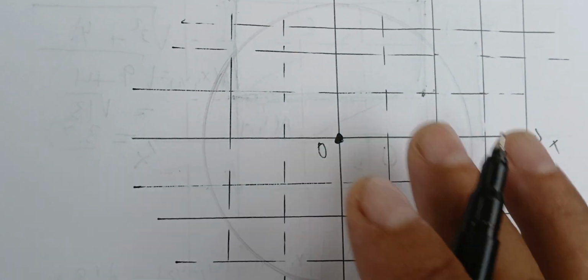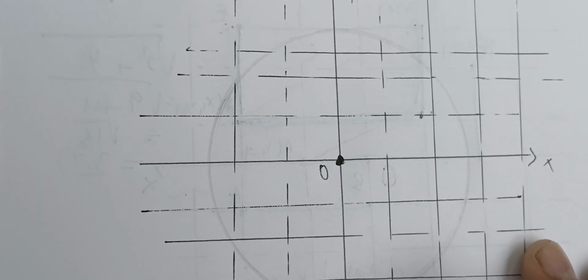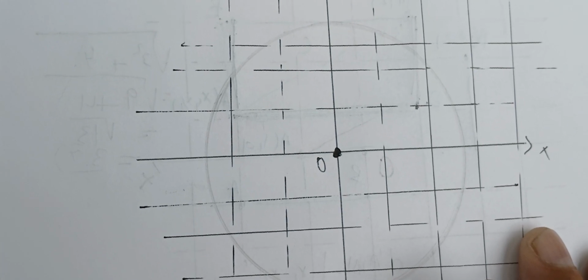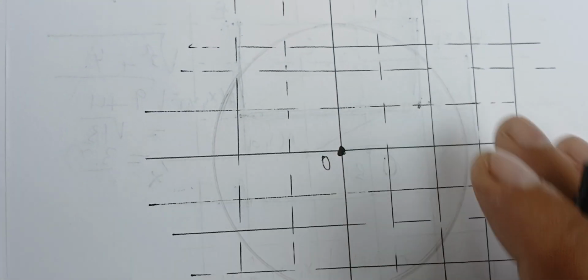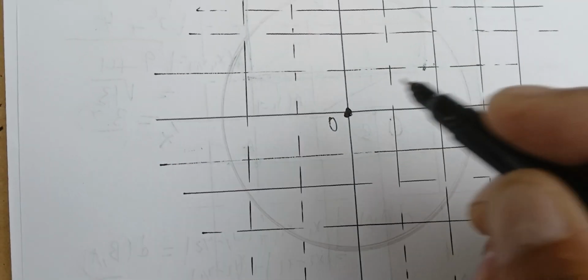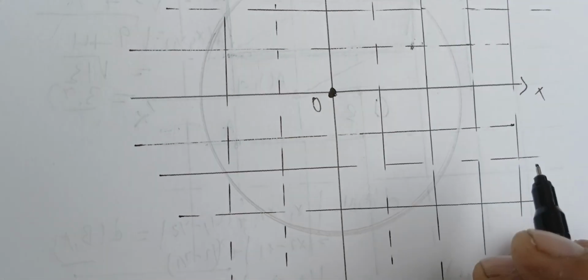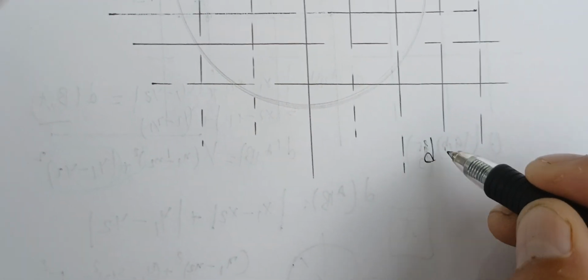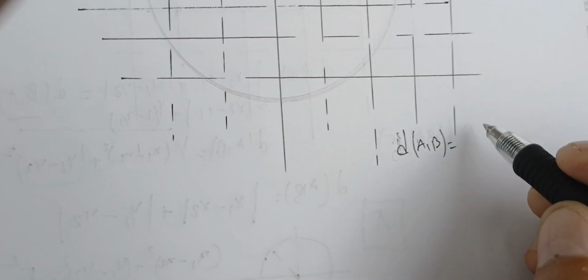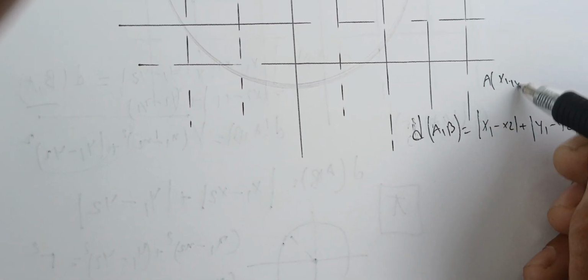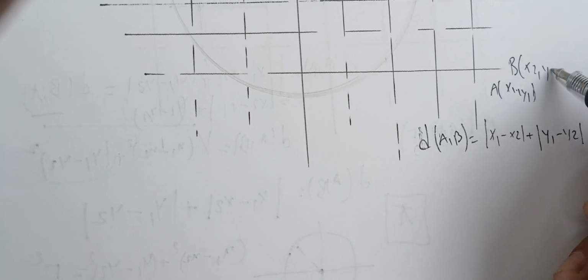Now we're going to see how we can draw circles in taxicab geometry. Remember what we said about the distance. The distance between any two points in taxicab geometry is defined by: the distance between A and B is the absolute value of x1 minus x2 plus the absolute value of y1 minus y2, with A having coordinates x1, y1, and B having coordinates x2, y2.